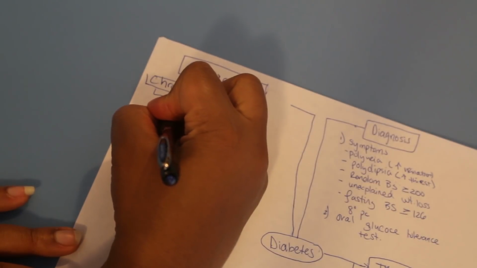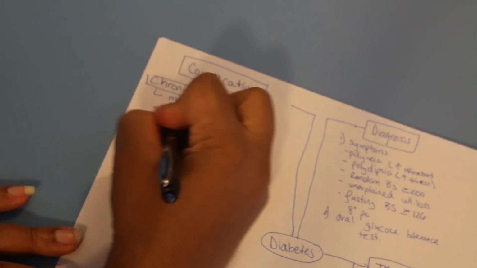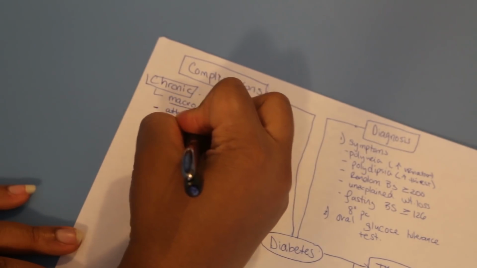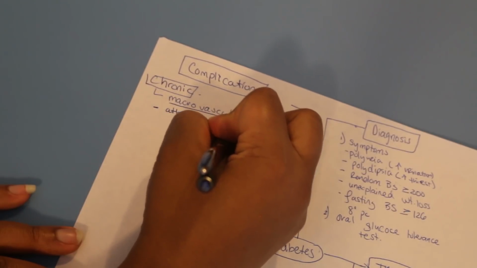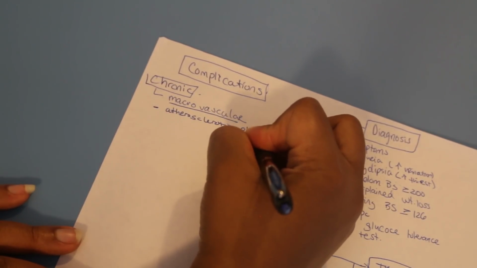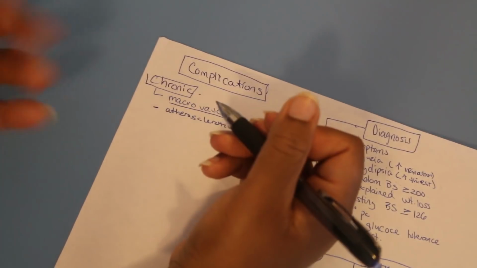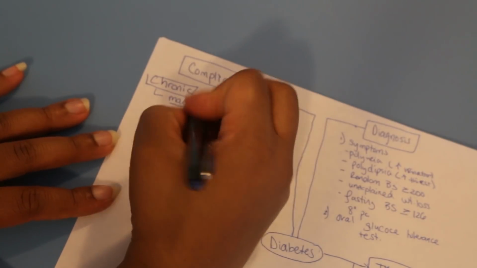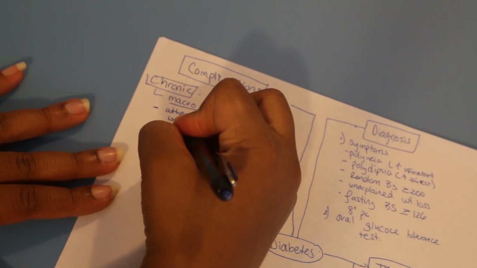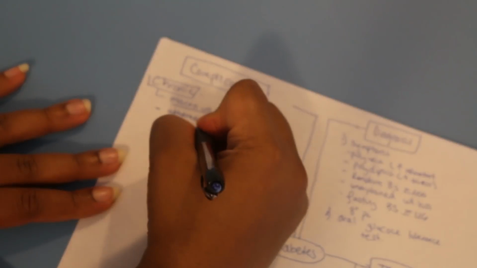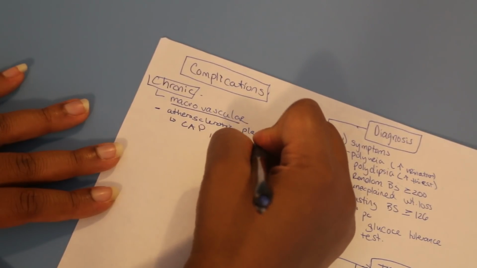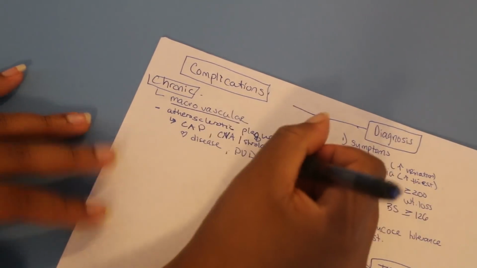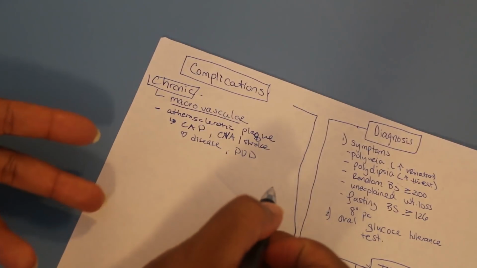So underneath this, I'll just underline it. Underneath that, you can have what is called atherosclerotic plaque. All right, build up in the walls of your actual arteries. You can have that. Now what that leads to is coronary artery disease, CVA or stroke, heart disease, and also PVD, peripheral vascular disease.